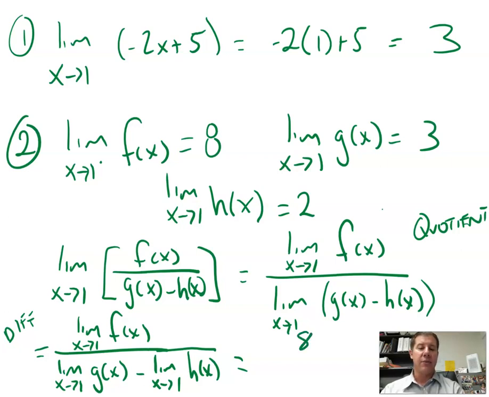The one for f of x was 8, we said. The one for g of x is 3, and the one for h of x is 2. So this whole thing would equal 8. The limit of this thing is 8. Okay? We use our laws to evaluate that.